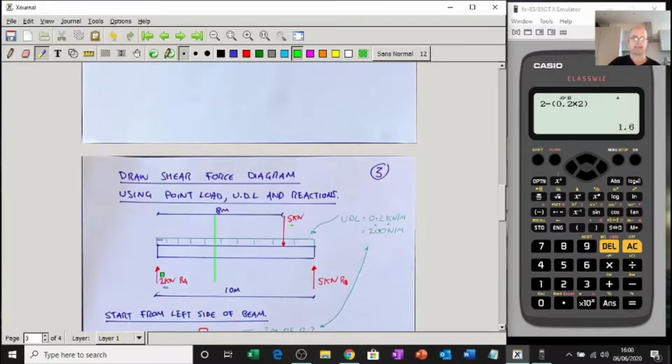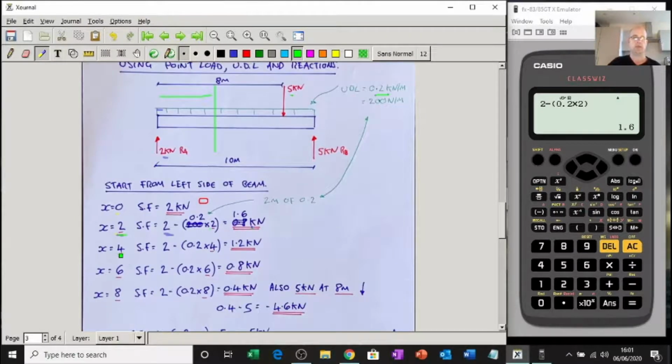So all I can see is this 2 kilonewtons still, and now I've got 4 meters worth of the UDL. So I'm 4 meters in. So 4 meters in, I've got the 2 coming up, there's my 2, and I've got 4 meters worth of the 0.2, there's my 0.2 kilo, 4 meters. If you notice, it goes up like 2, 4, 6, 8, 10. So quite easy once you know what you're doing. So 2 coming up, and we've got 4 meters worth of my 0.2 coming down.